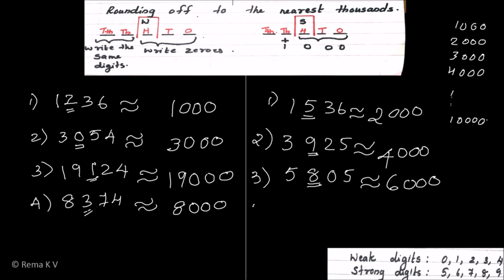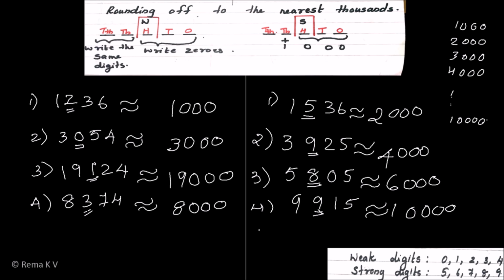Now let us consider another example. 9,915. So here this is rounded off to ones place 0, tens place 0, hundreds place 0. Then check the digit in the hundreds place. It is a strong number, so add 1 to this. When you add 1 to this, it becomes 1 plus 9, 10. So it is 10,000. Right?